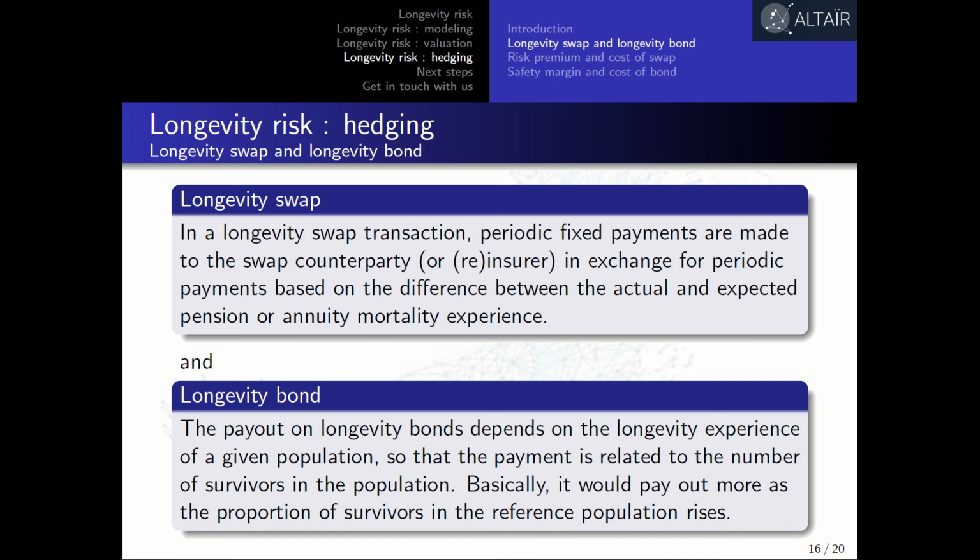In the longevity bond case, the annuity provider will buy this time a certain number of bonds, paying a given coupon. As for the swap, the bond issuer will ask for a certain safety margin to be added to the coupon value.